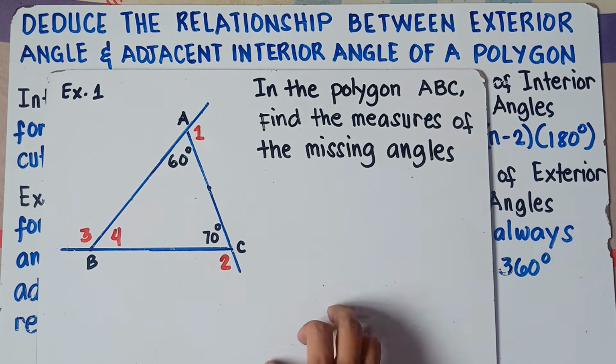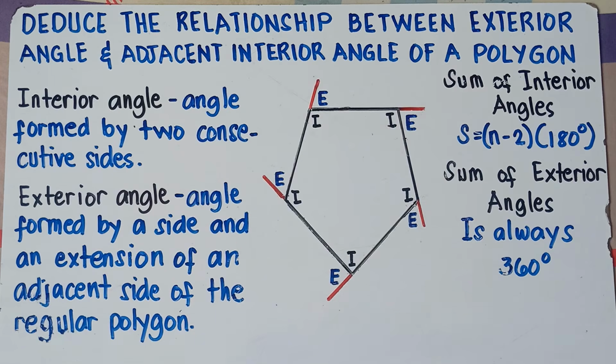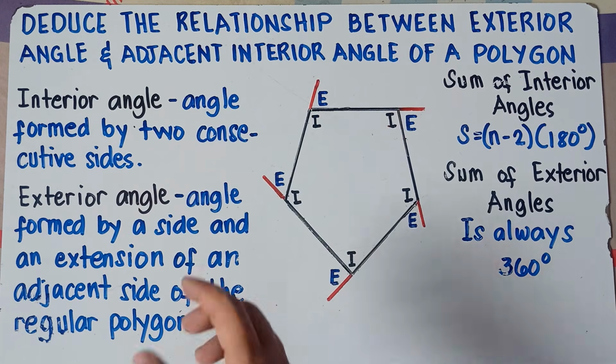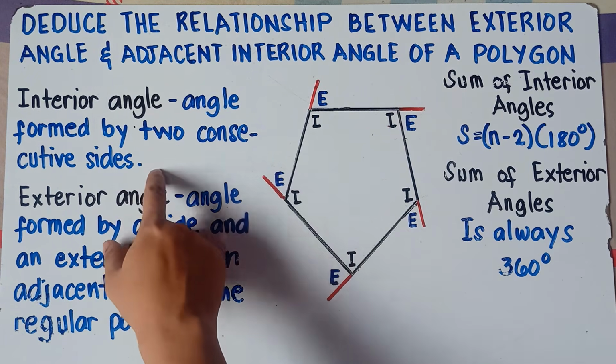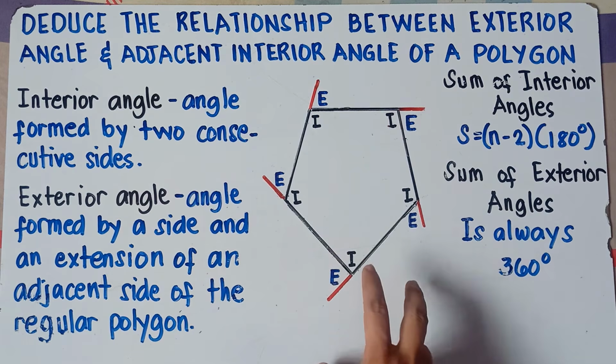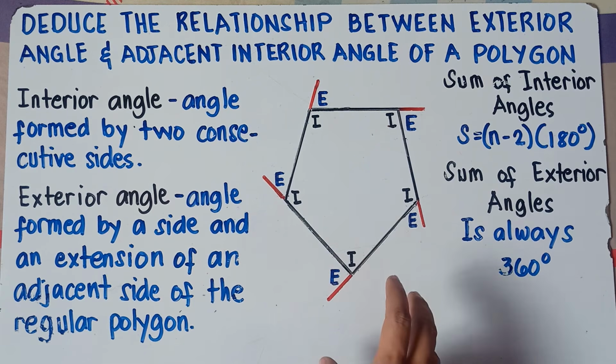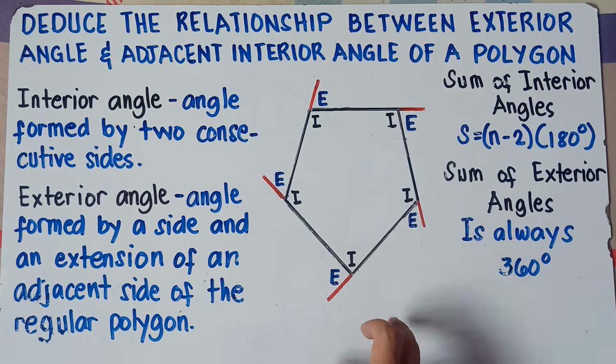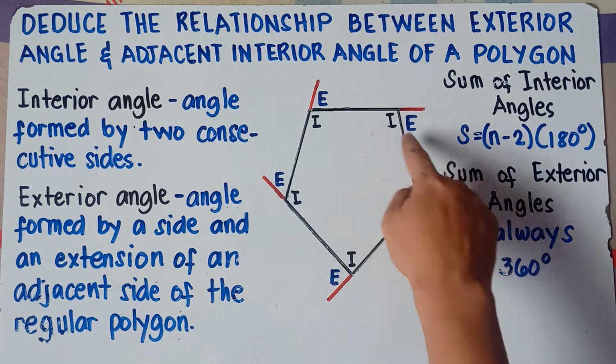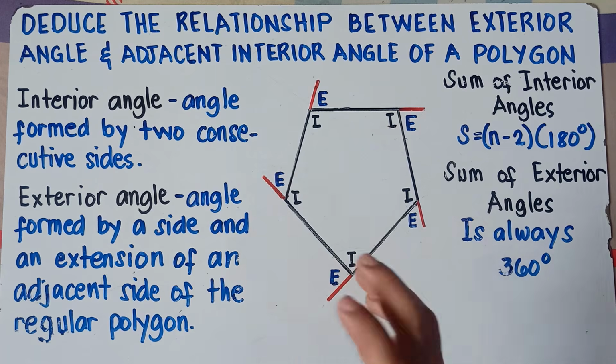Before we answer this one, we need to understand more what would be the relationship between exterior angle and adjacent interior angle. So let's talk about interior angle. An interior angle is an angle formed by two consecutive sides. I have here a given illustration. We call this one a pentagon. A polygon with 5 sides is what we call a pentagon. So let's count the number of sides: 1, 2, 3, 4, 5. So this is a pentagon.